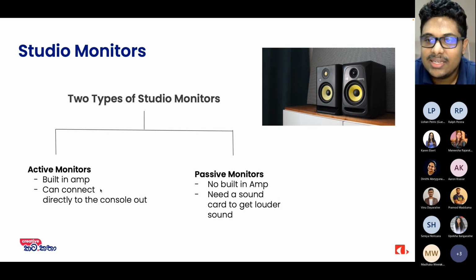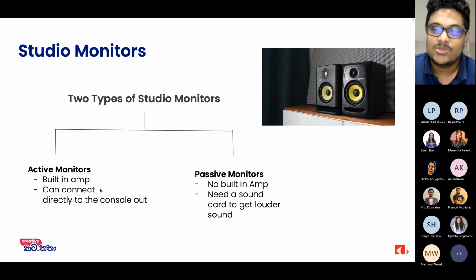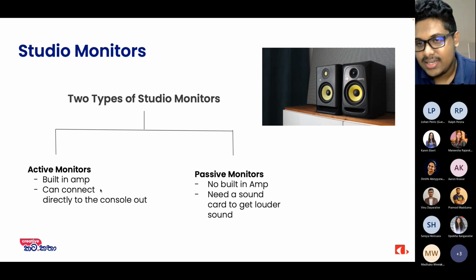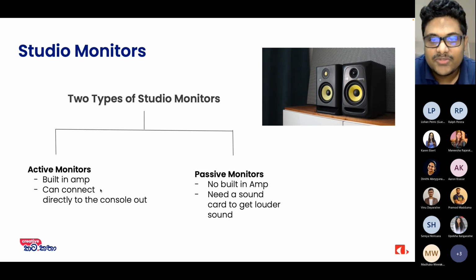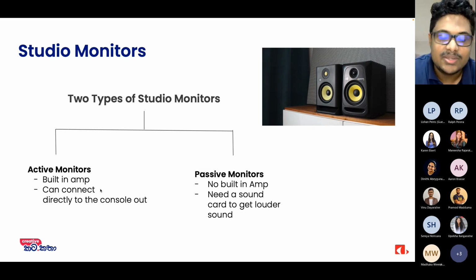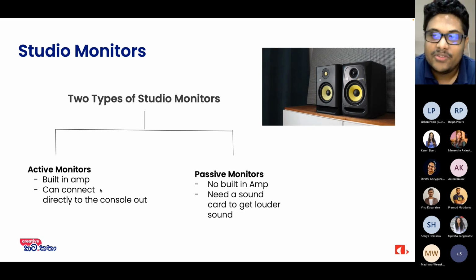So when we record a bass guitar, you will hear that cracking bass guitar sound from the studio monitors. So we are using those studio monitors to do the audio production and get the best outcome possible. We have two types of studio monitors that we can use: the active monitor and the passive monitor. The active monitors are the ones generally used because they have an internally built amplifier.